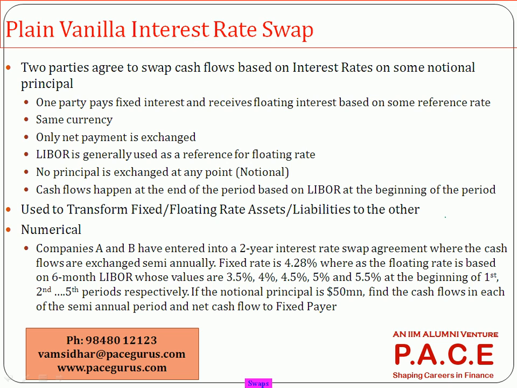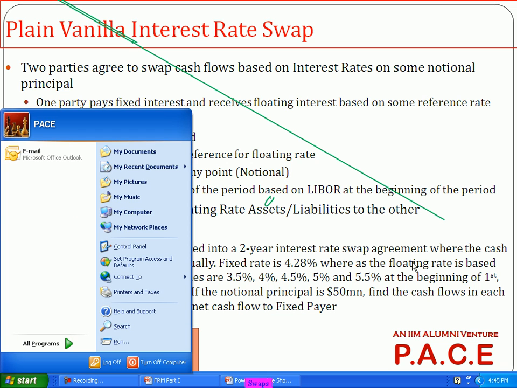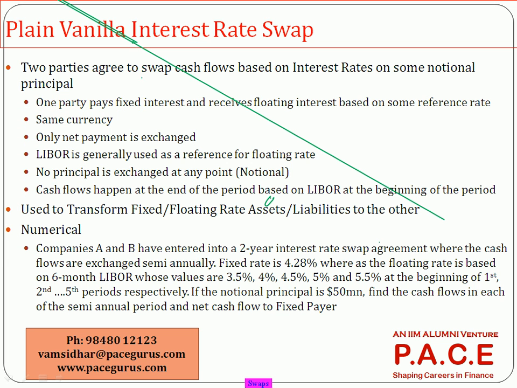And if at all I have an underlying and I want to protect that underlying, whether it is in the form of assets or in the form of liabilities, I have to receive a loan or I have to pay a loan, whatever it is, I can protect myself by getting into this swap kind of an agreement. So it's purely an OTC transaction where only cash flows are exchanged, right?